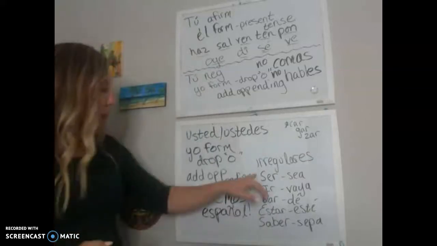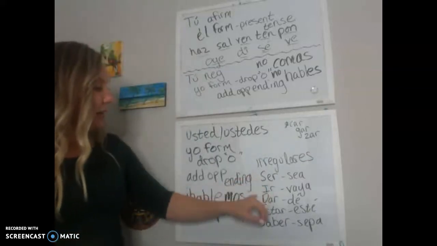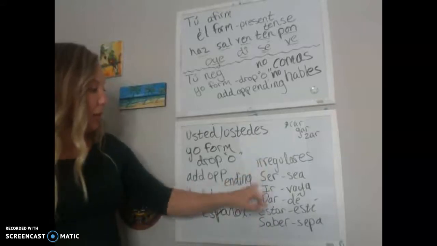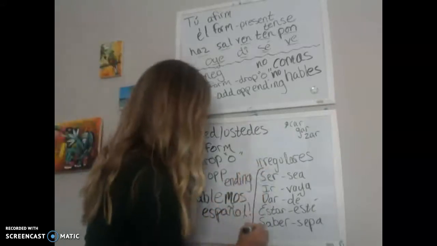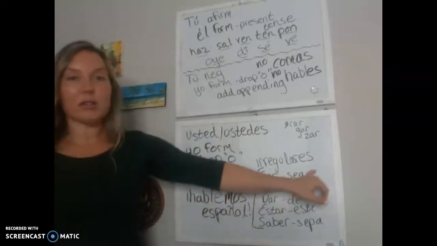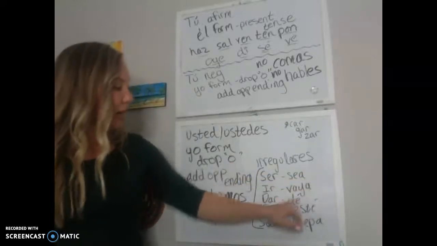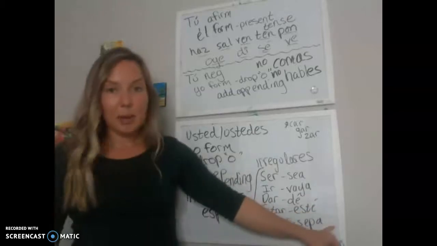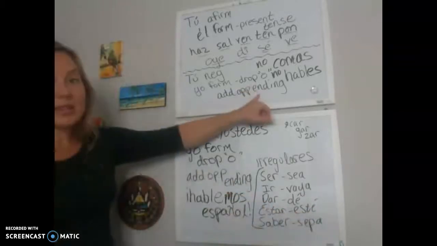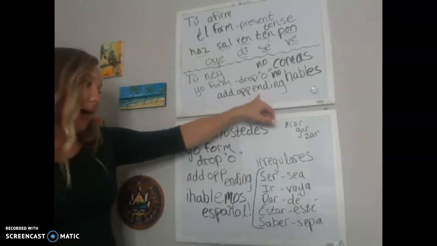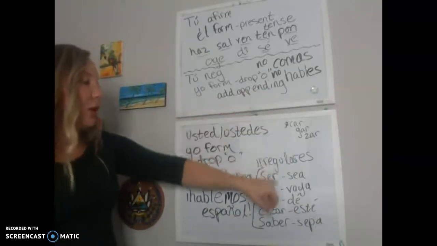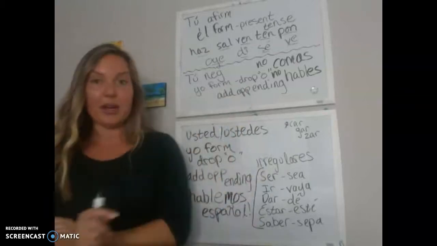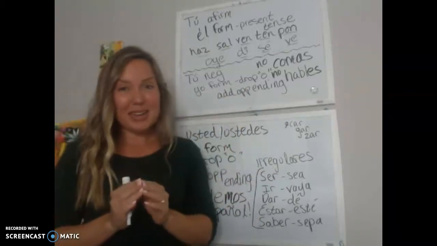Now you do have a couple irregulars, ser, ir, dar, estar, and saber. You can remember them here: sea or sean, vaya or vayan, dé or den, esté, estén, sepa or sepan. These are also the negative if you were saying don't go to a friend, no vayas. You would just use the tú form there. I hope this is helping, all right?